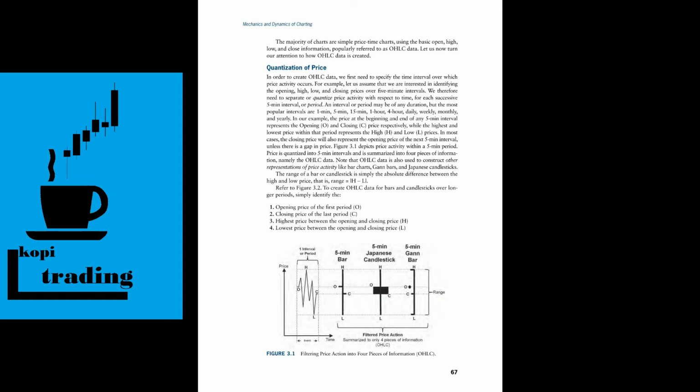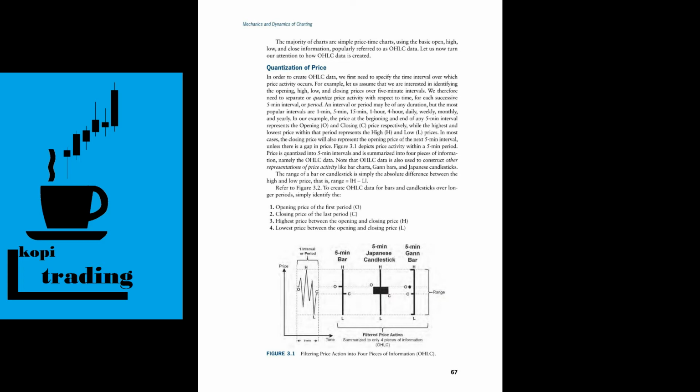Price is quantized into 5-minute intervals and is summarized into four pieces of information, namely the OHLC data. Note that OHLC data is also used to construct other representations of price activity like bar charts, GANN bars, and Japanese candlesticks. The range of a bar or candlestick is simply the absolute difference between the high and low price, that is, range equals H minus L.